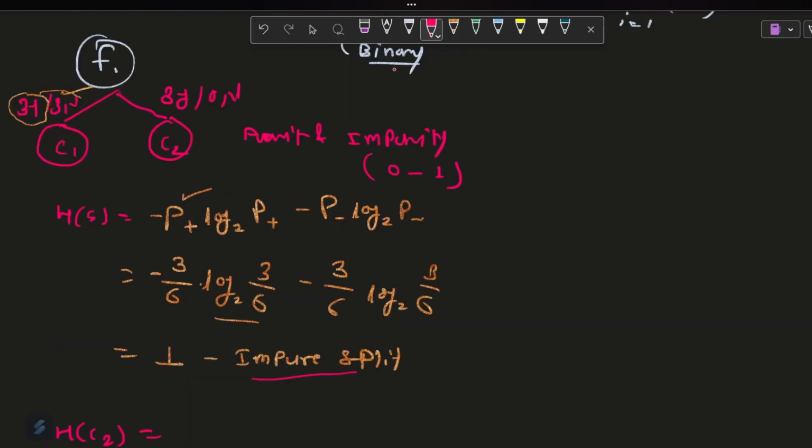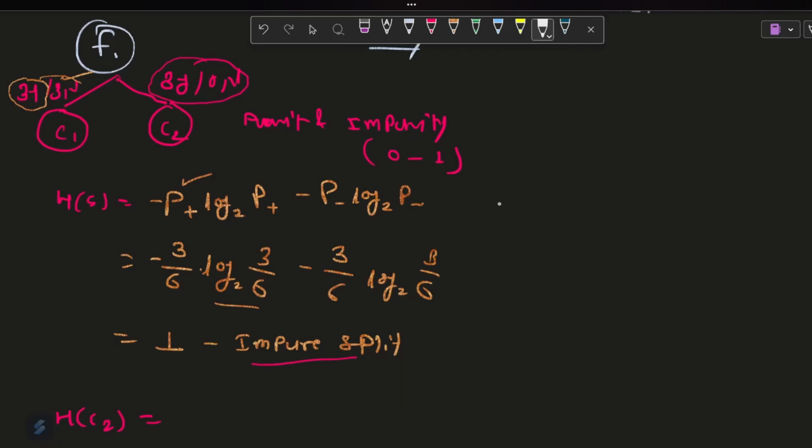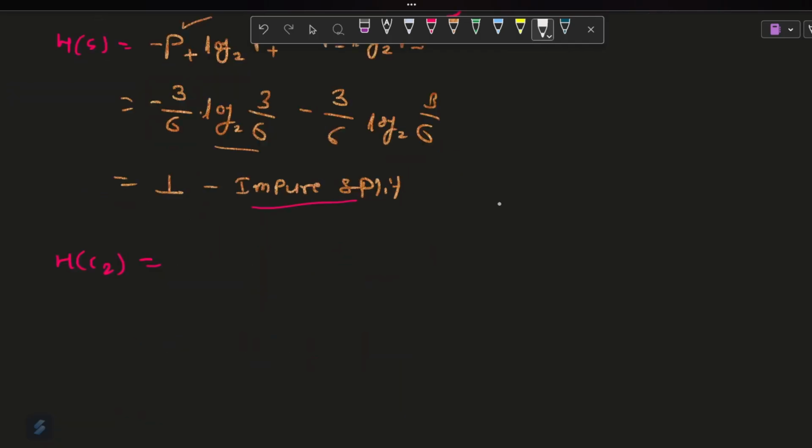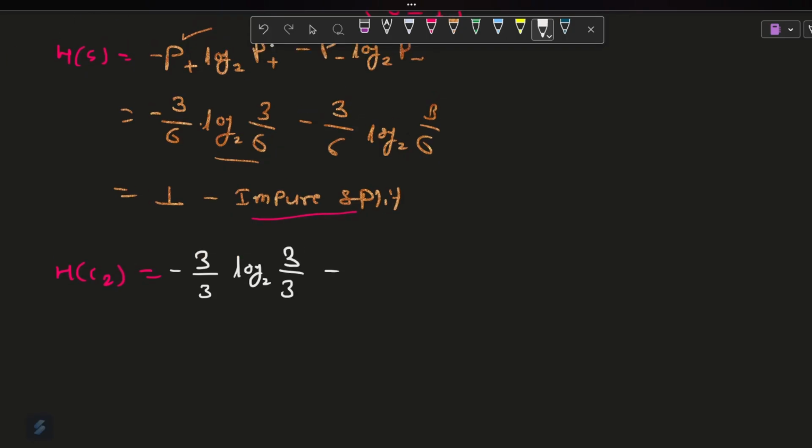So you will see that in this case we have simple data where we are calculating the entropy. What is the probability of yes? It is 3 by 3, so minus 3 by 3 log base 2 of 3 by 3, minus the probability of no, which is basically 0 by 3 log base 2 of 0 by 3. So this becomes 0, right?